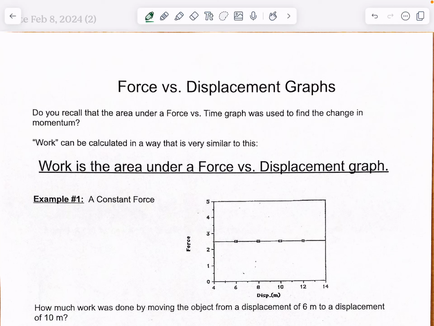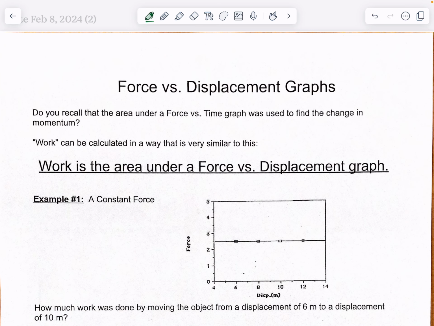All right, so this video is going to go over pages 10 through 12 in your working energy packet. So we're talking about force versus displacement graphs, which is not going to take us very long. We did force versus time graphs in the last unit where we found impulse momentum. Well, now what we're doing is we're finding work on a force versus displacement graph. So work is the area under a force versus displacement graph.